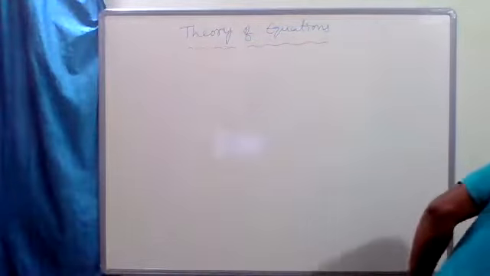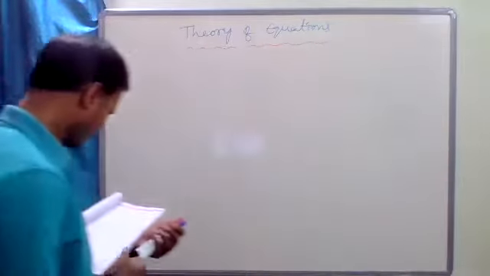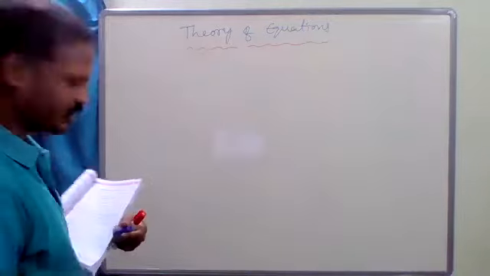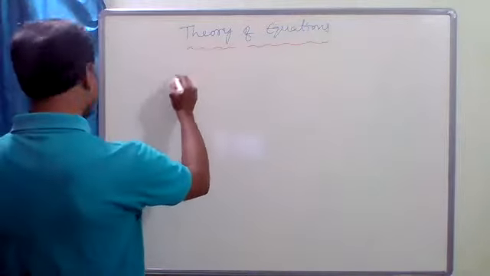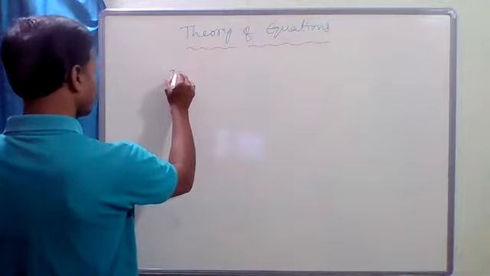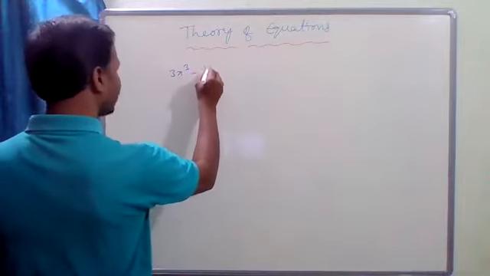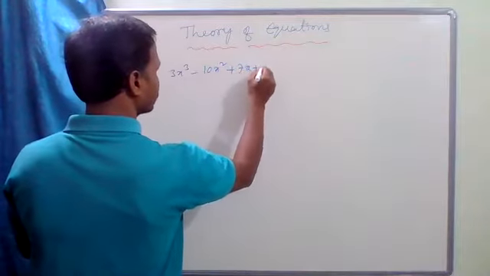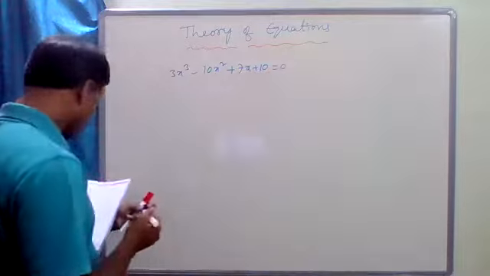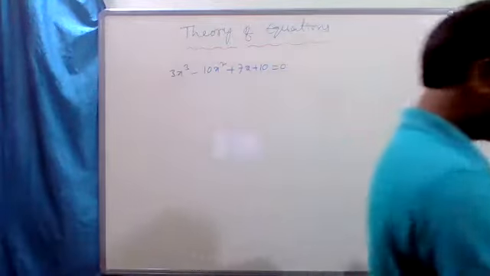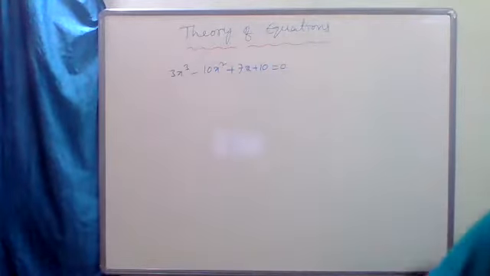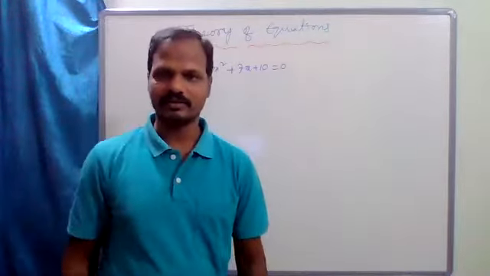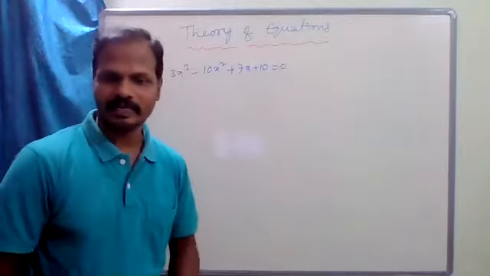The problem is to find the relation between the roots and the coefficients of the cubic equation 3x cube minus 10x square plus 7x plus 10 equal to 0. So that means you have to find s1, s2, s3.